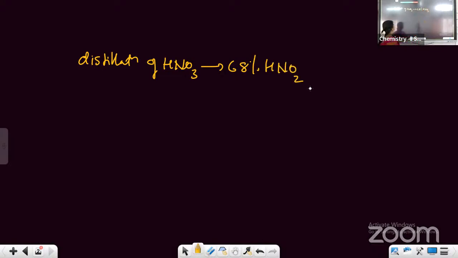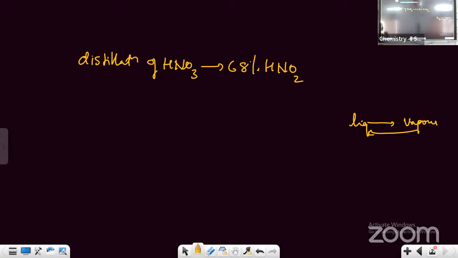Distillation of HNO3 will give 68% HNO3. So what is the meaning of distillation? The liquid is changed into the vapor state, and the vapor state is converted back into the liquid state. This is called distillation. In this method, we get only 68% nitric acid.